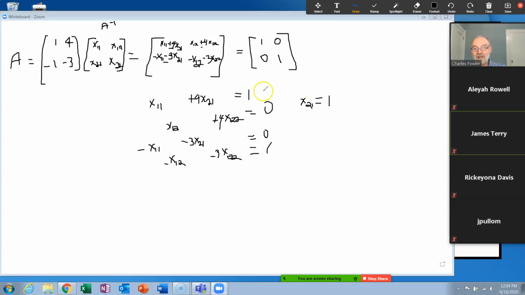Okay? Go back and plug that in, sort of like back substitution, and that would give you that x sub 1,1 plus 4 is equal to 1, because 4 times x sub 2,1 would be 4. So that means x sub 1,1 is equal to negative 3. Okay. So we got our x sub 1,1 and x sub 2,1.